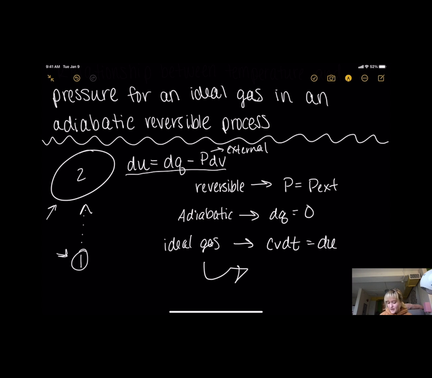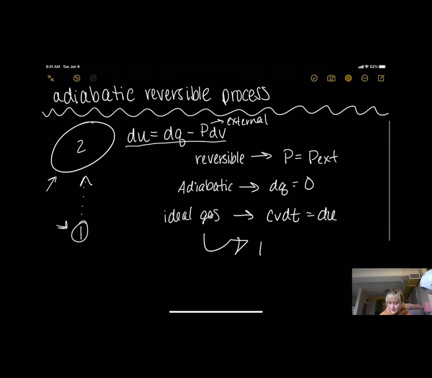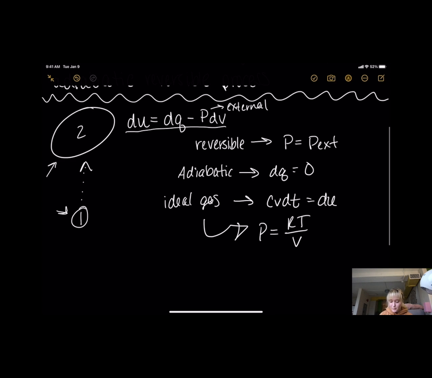And we can also say that our pressure P is going to be equal to the ideal gas constant times temperature over volume. So applying all of these things to our equation, we can rewrite this as the specific heat times the change in temperature is equal to negative gas constant times temperature over our volume times the change in volume.